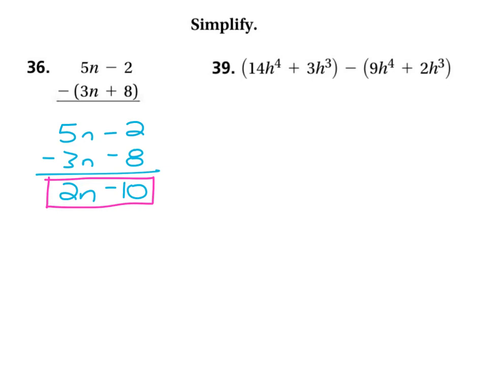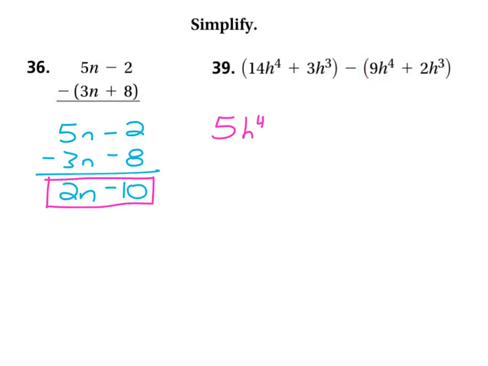And over here, kind of the same thing. We've got this h to the fourth term and this h to the fourth term. So here we've got 14 of them, and then we're subtracting, because this says subtract, 9 of them. So what's 14 minus 9? It is 5 of them. And what are they? They are h to the fourth terms. Okay?